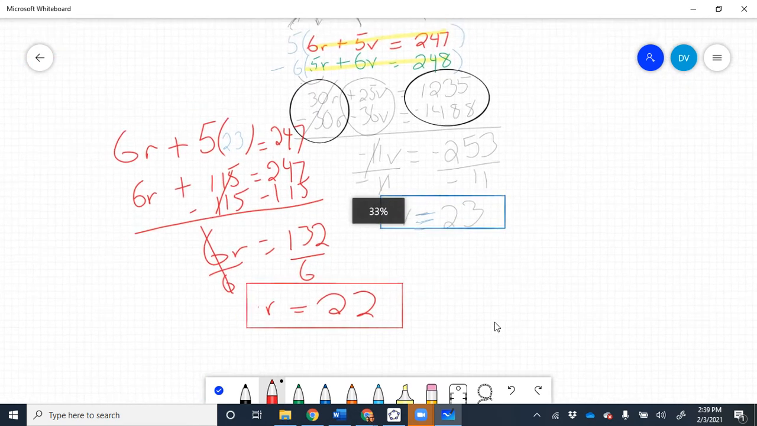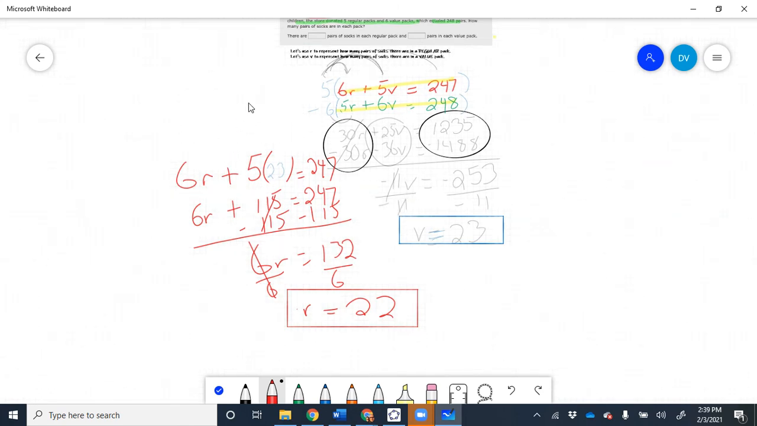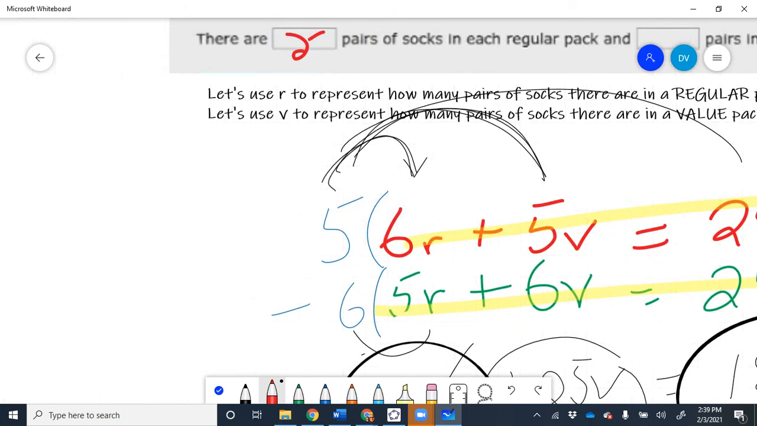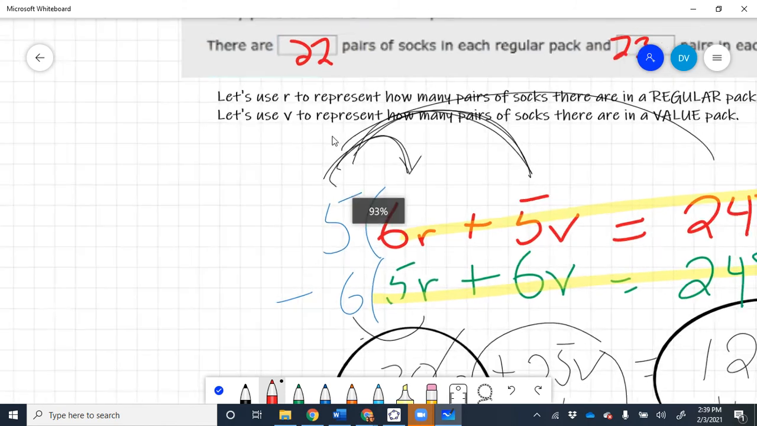So in other words, remember what we said. R is how many pairs are in a regular, so this is 22, and this one was 23 for the value pack. Okay.